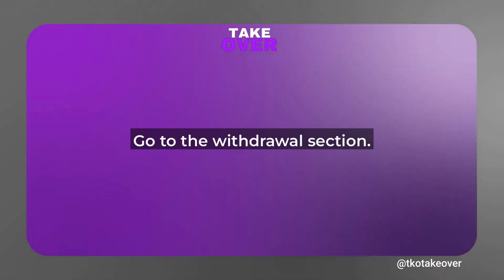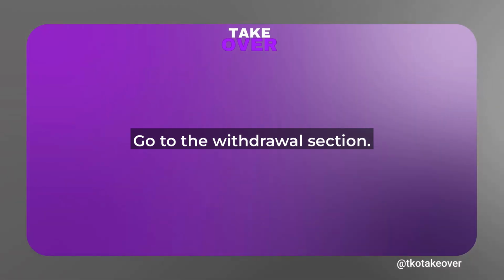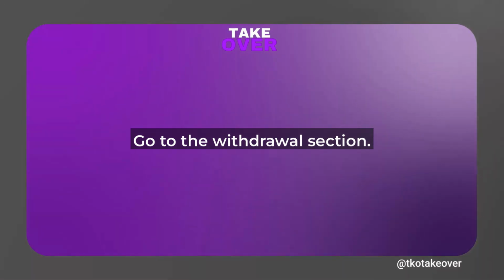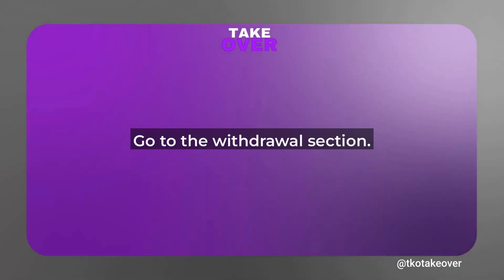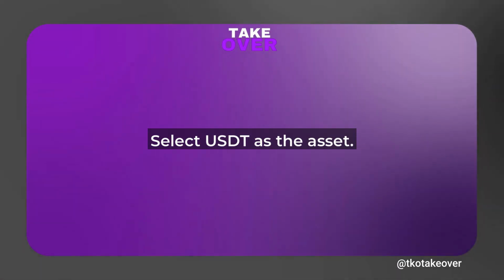First things first, make sure you have accounts set up on both Nexo and Binance. You'll need some USDT in your Nexo wallet to get started. Log into your Nexo account and head straight to the dashboard. Look for the Withdraw or Transfer Out option. It's usually right there on the main page.